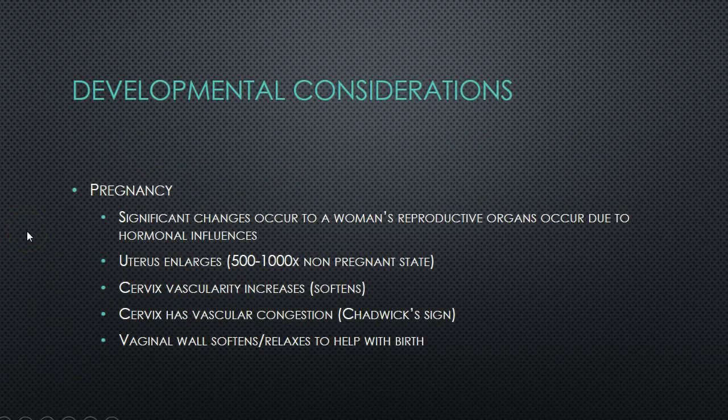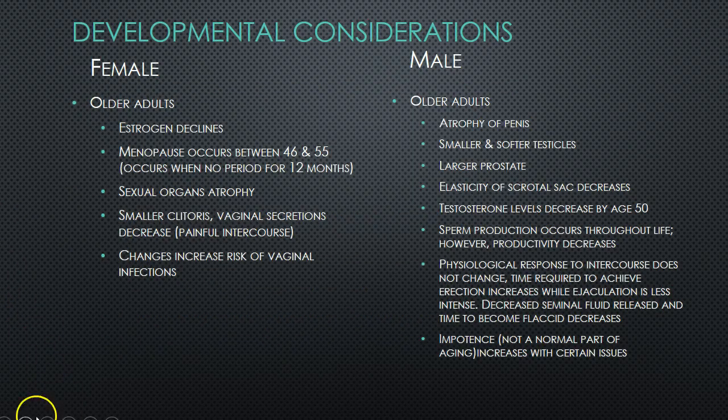So, some developmental considerations for the pregnant woman. They go through significant changes when they're pregnant due to the fluctuation in hormones. The woman's uterus will enlarge 500 to 1,000 times the non-pregnant state. Amazing. The vascularity of the cervix increases and it softens. It also has vascular congestion, which is called Chadwick's sign. Basically, the cervical os and the cervix will get a blue purplish color. And then the vaginal walls will soften and relax, and that helps with the birth of the fetus.